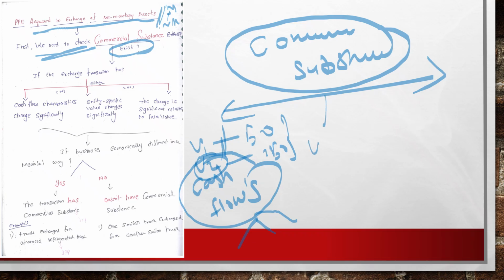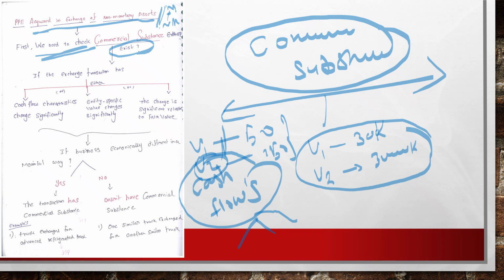Say suppose if you have vehicle one, you will get 30,000 customers. If you have vehicle two, you will get 3 lakh customers. So that value also changes significantly, and there is a significant change in the fair value, in the market value. If you have vehicle two, your market value will increase.